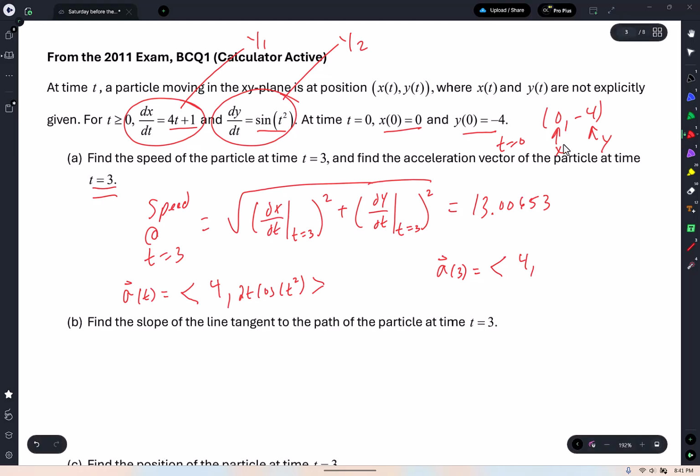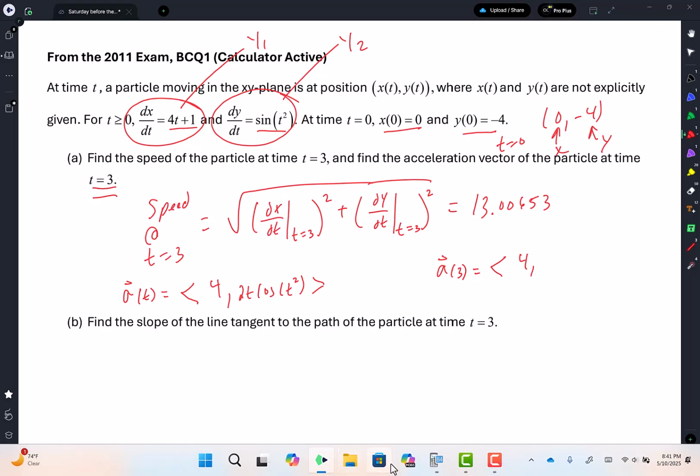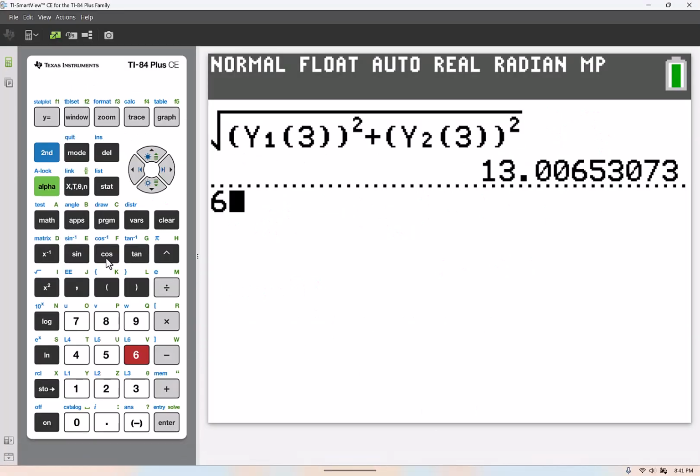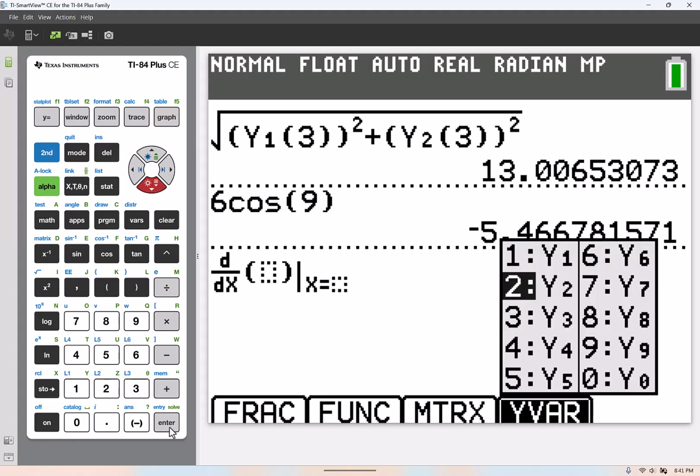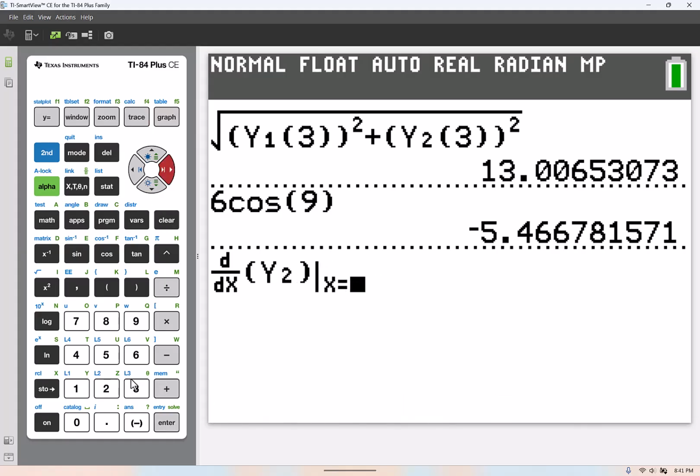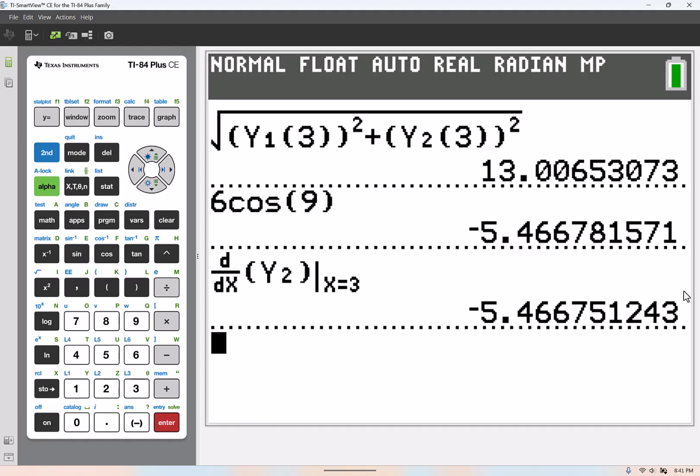I guess you could have also done it in the calculator, right? Because y2 is what you have there. So you could have just done this. I'll verify that it's the same thing. 2 times 3 is 6, and then cosine of 3 squared is 9. So 6 cosine 9, and enter. So we got that. But watch, it would have been the same thing, guys. Math, and then number 8 derivative with respect to x, and then alpha trace y2, and then plug in a 3 right here. And look, we got the same.